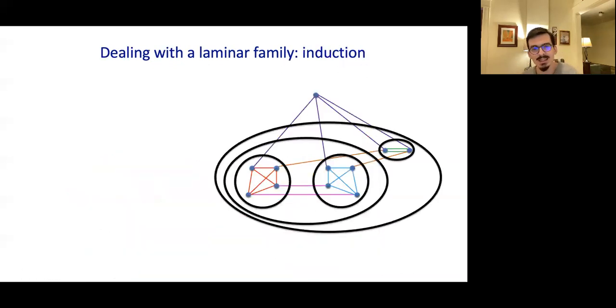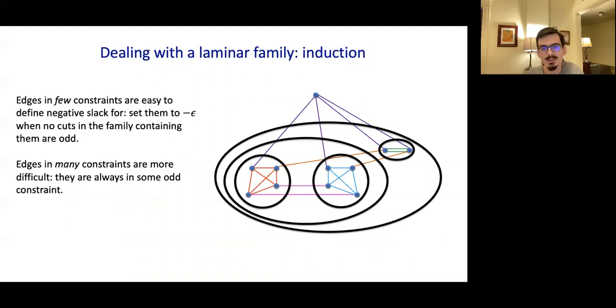So on a high level, as I said, we're going to perform an averaging process. But notice that edges in few constraints are very easy to get negative slack for. There's some constant probability that all the cuts from the hierarchy they're in are even. And in this case, there's slack on all the constraints they're in, so we can set their slack to be negative with some constant probability. This is just the same as the complete graph case.